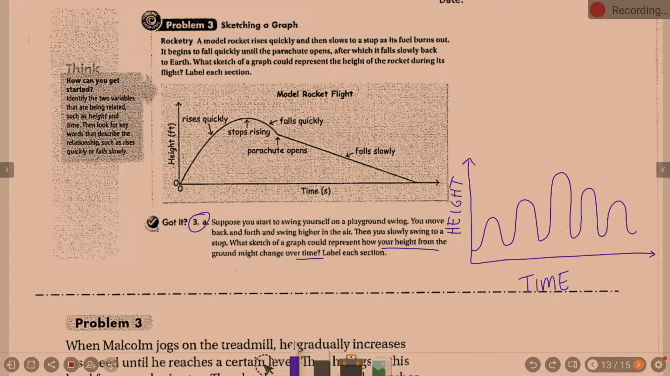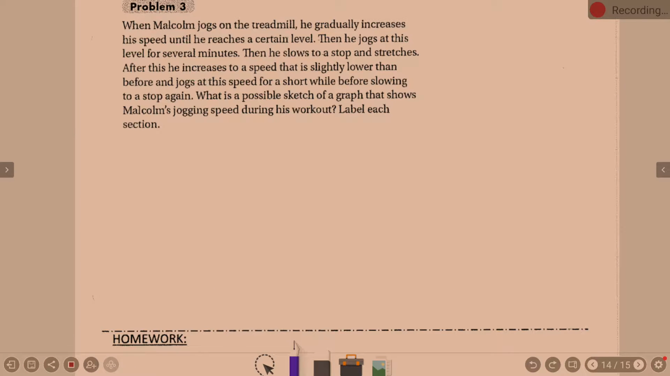Okay, one more. Do I have time for one more? We'll try. If not, you guys have gotten a good idea today, right? We've done lots. When Malcolm jogs on the treadmill, he gradually increases his speed until he reaches a certain level. Then he jogs at this level for several minutes. He slows to a stop and stretches. After this, he increases to a speed that is slightly lower than before, jogs at this speed for a while before slowing to a stop.